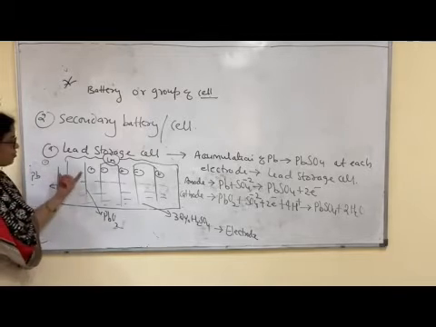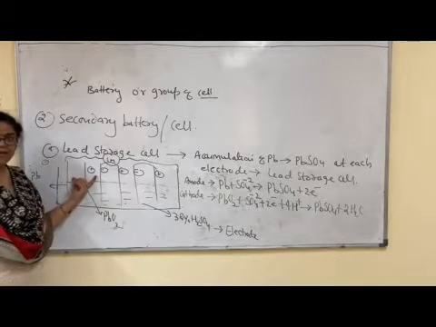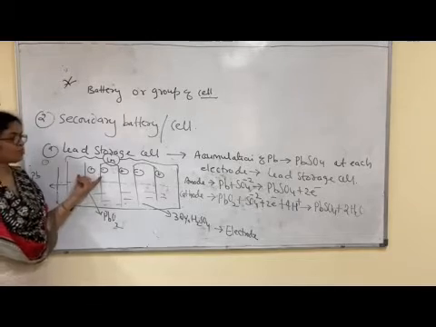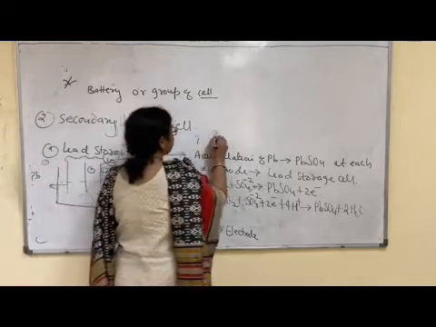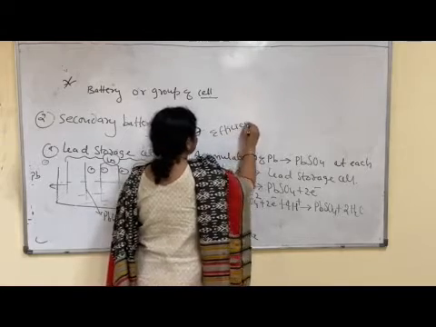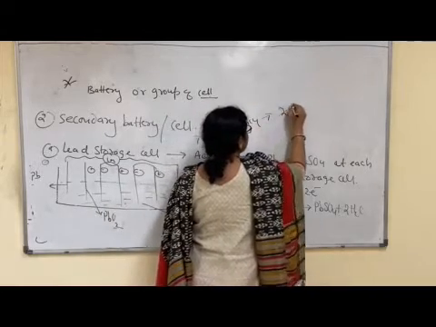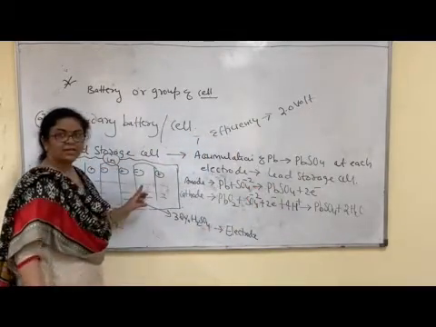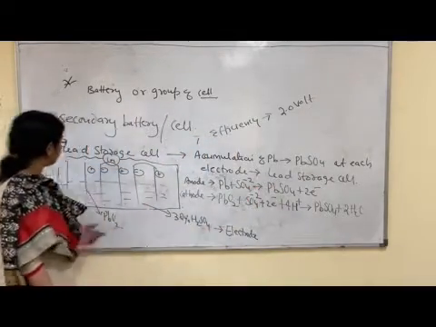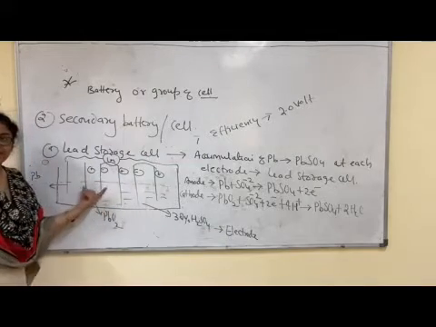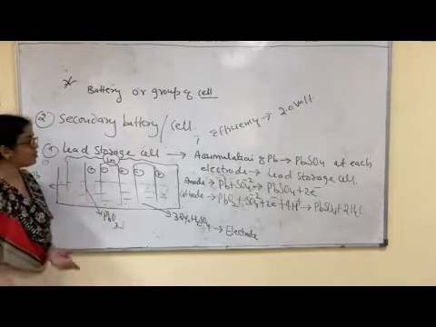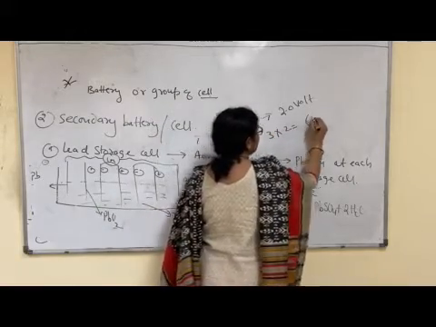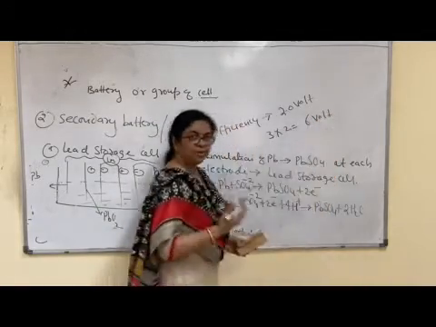Right? This is the connection of more than one lead storage cell only to increase its efficiency. The efficiency of a single lead storage cell is only to produce 2.0 volt, but when more than 2 cells are connected, then we can increase its efficiency. 1, 2, 3. This is a combination of 3 lead storage cells. What is the total efficiency? 3 into 2 is equal to 6 volt. It depends upon our requirement.